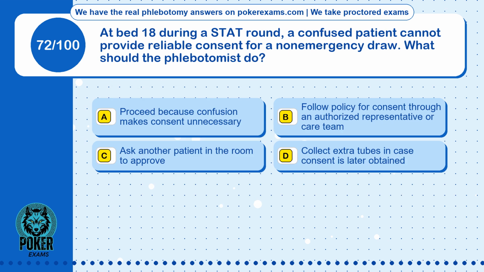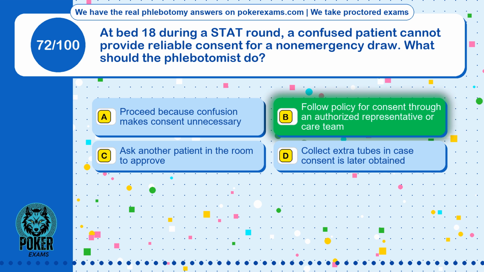Question 72. At bed 18 during a stat round, a confused patient cannot provide reliable consent for a non-emergency draw. What should the phlebotomist do? Option A, proceed because confusion makes consent unnecessary. Option B, follow policy for consent through an authorized representative or care team. Option C, ask another patient in the room to approve. Option D, collect extra tubes in case consent is later obtained.